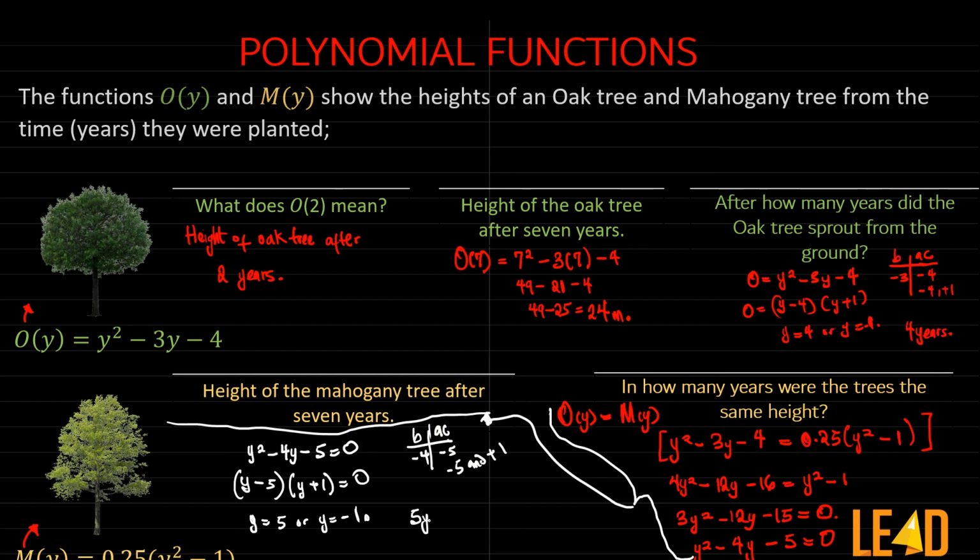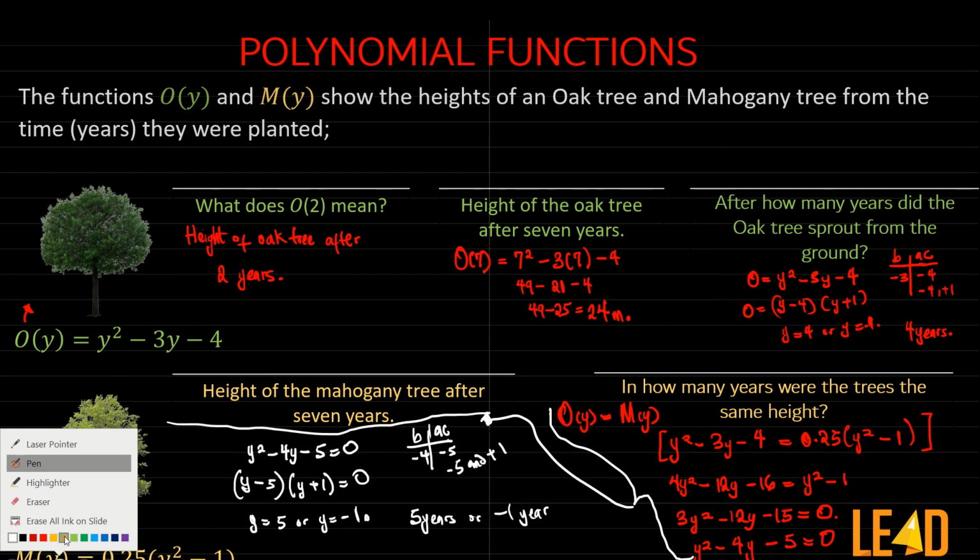So it could be 5 years or minus 1 year. But 5 years would be the preferred option, because it's unlikely that you're trying to figure out 1 year before you planted it. So after 5 years, the mahogany trees were the same height. And we can test it out. We can plug in 5 in both equations and see whether or not it gives us the same answer.